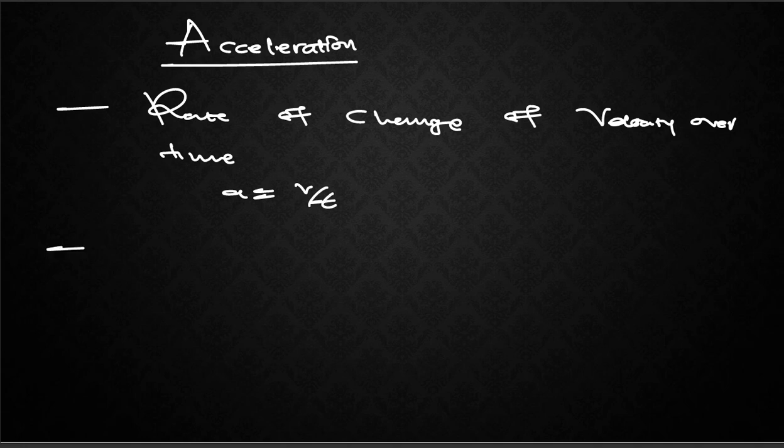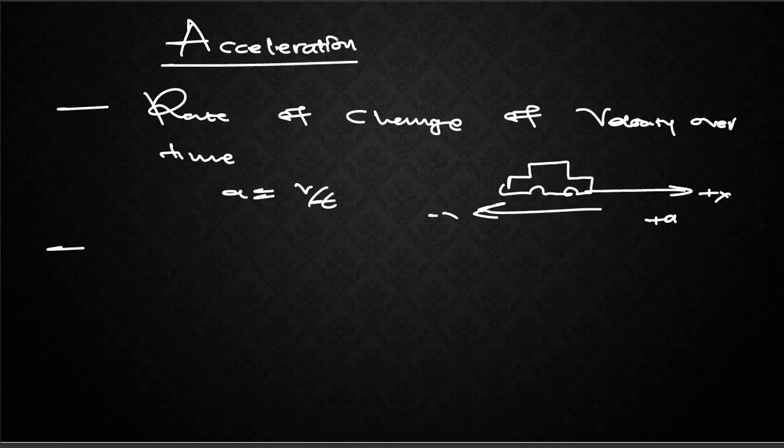Now what you need to know is that acceleration, velocity, and displacement are all vector quantities. So when an object is moving, let's say we have a car here, and this car is moving in the positive x direction, the acceleration is going to be positive. Now if it changes direction and starts moving in the negative x direction, the acceleration is going to be negative. The same applies to velocity and displacement, which I've just explained earlier.